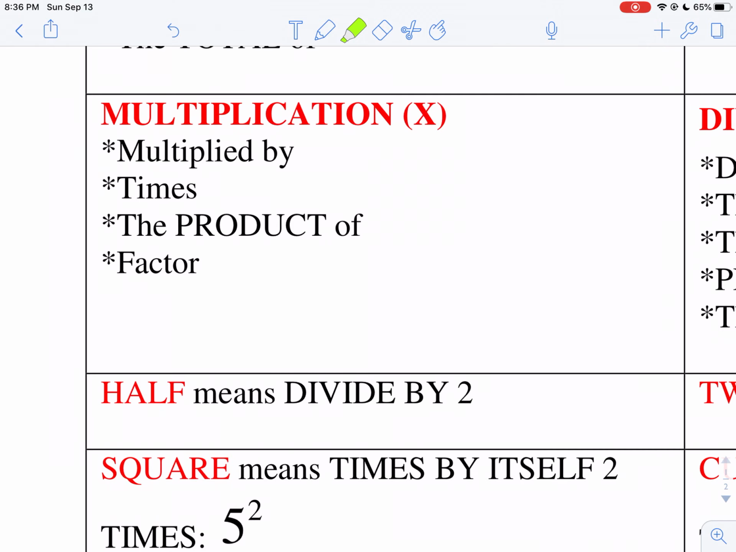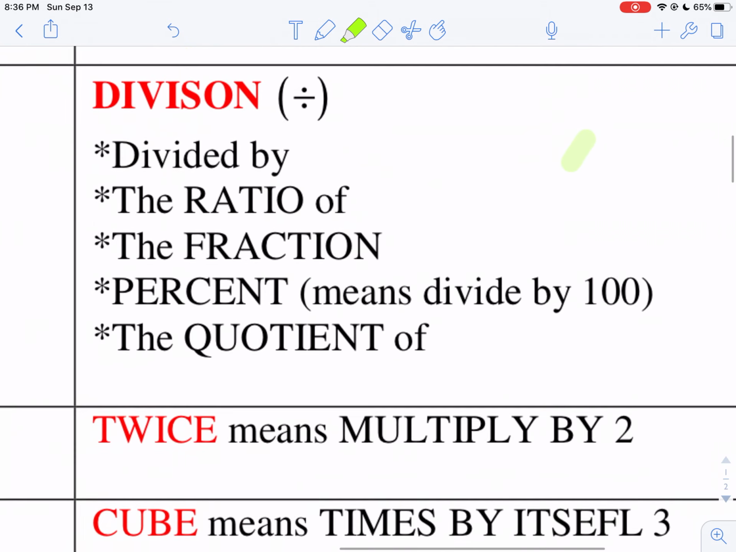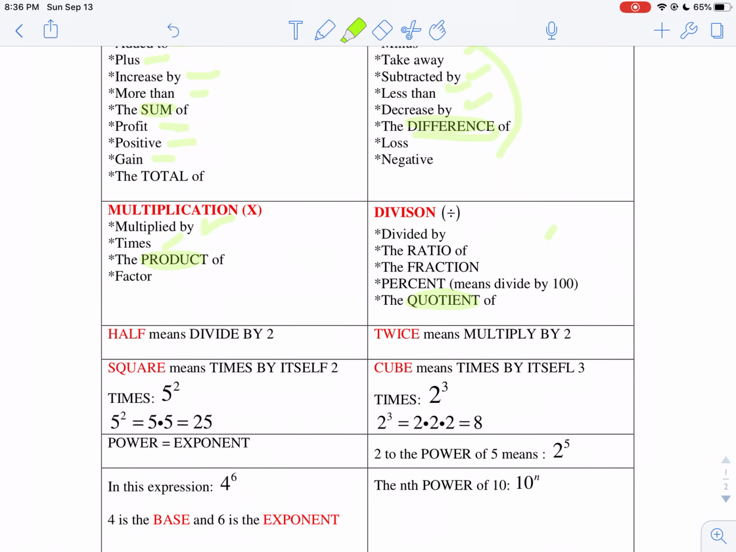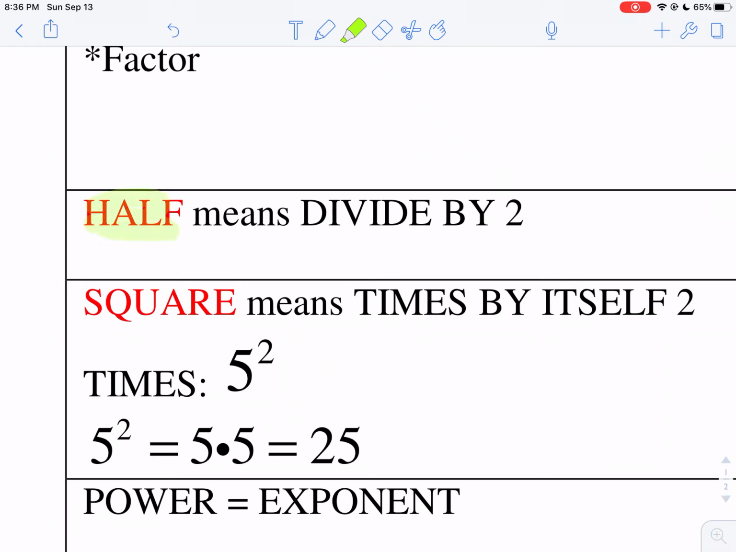Next, we have multiplication. Multiplied by, times, fancy word for multiplication is product, and you have a factor. Okay, so all of those mean multiplication. Division: divide by, the ratio of, the fraction, percent, which means divide by 100, so that's also division. Quotient is the fancy word for division. Anytime you see half, half means divide by 2, okay?